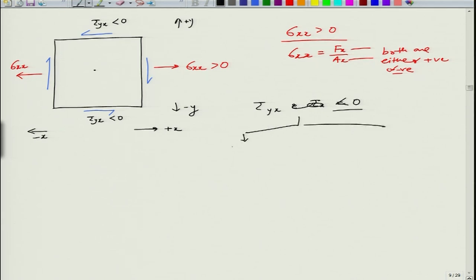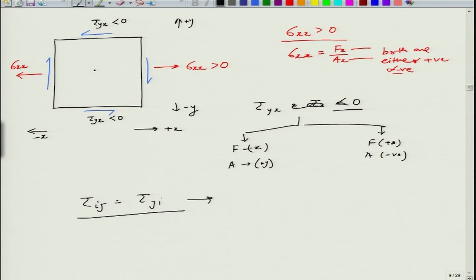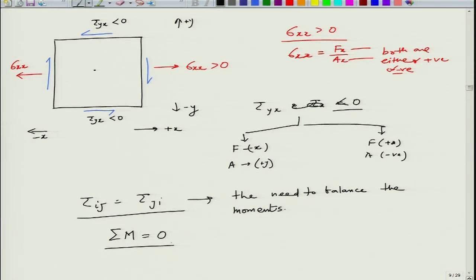In the first case, the force is along minus x and the area is along plus y. In the other case, the force is along plus x and the area is along negative y. As a result, there is a mismatch. And we say that tau ij is equal to tau ji, and this is essential because of the need to balance the moments, because the sum of moments has to be equal to 0, otherwise the body will become unstable and it will go into a sort of perpetual rotation or acceleration.